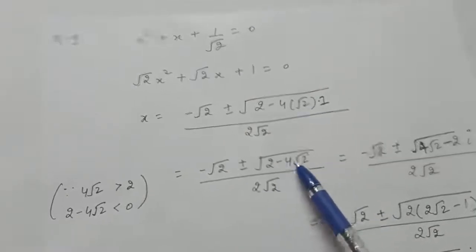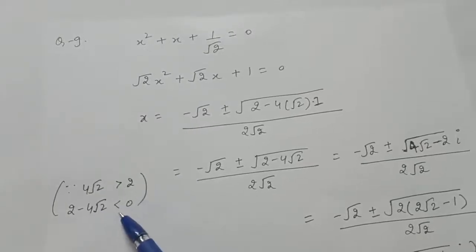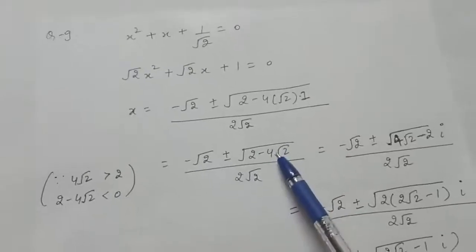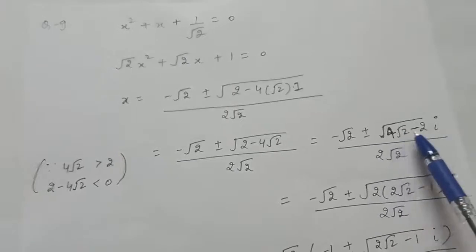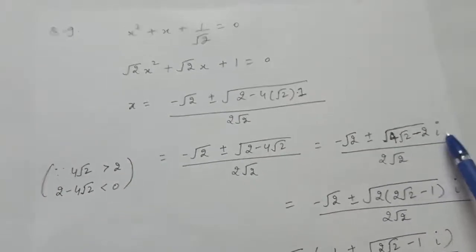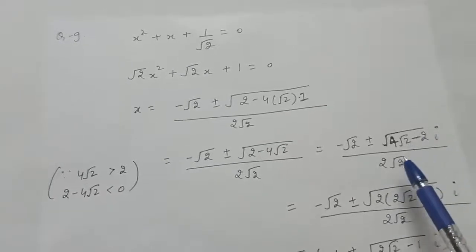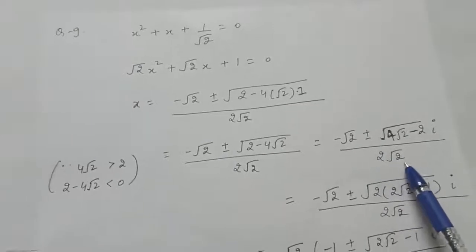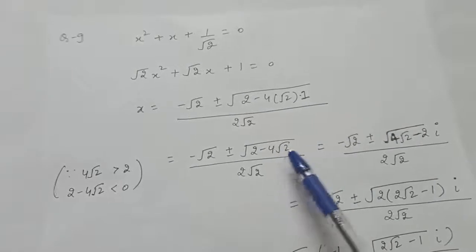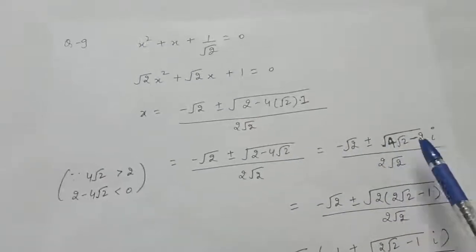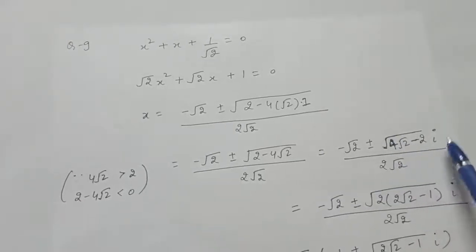Now see, 4 root 2 is greater than 2. Therefore, 2 minus 4 root 2 will be less than 0. Therefore, this can be written as minus root 2 plus minus root 4 root 2 minus 2, and iota outside the root. Do not write iota inside the root, right? Upon 2 root 2. See, this is same as if it is under root minus 7, then you write it as root 7 iota. Similarly, we have written this as root 4 root 2 minus 2 into iota.